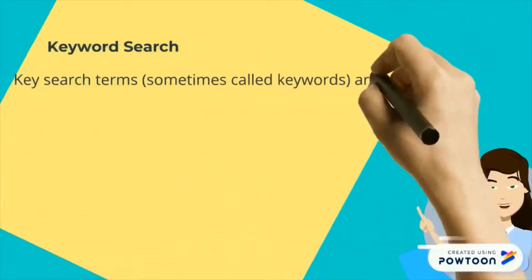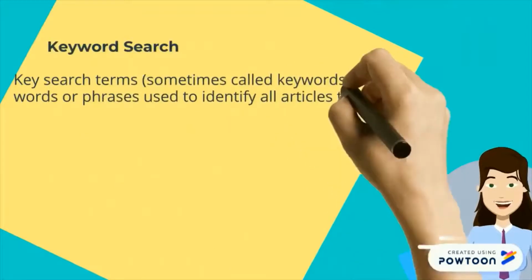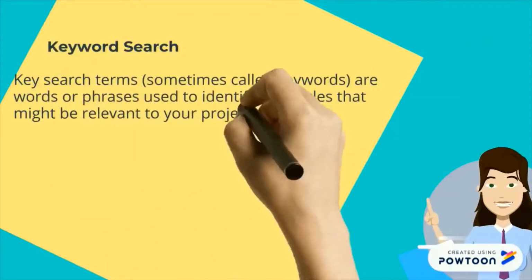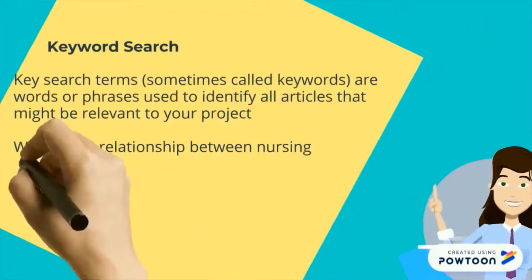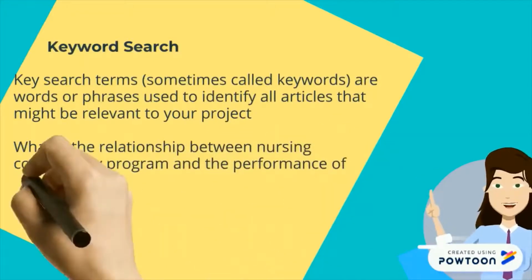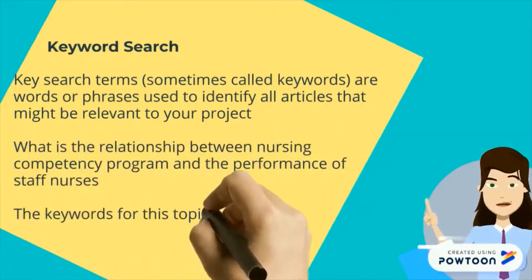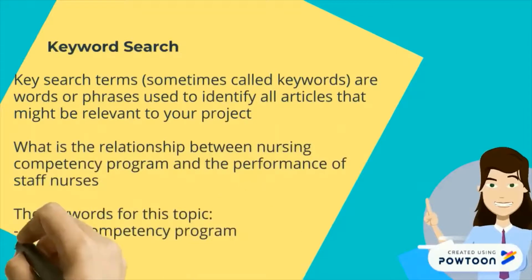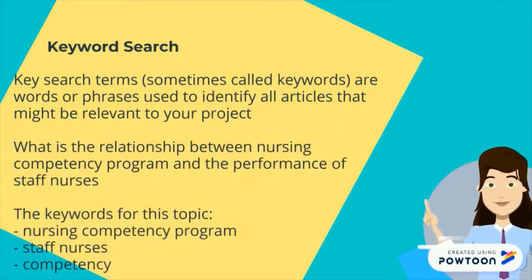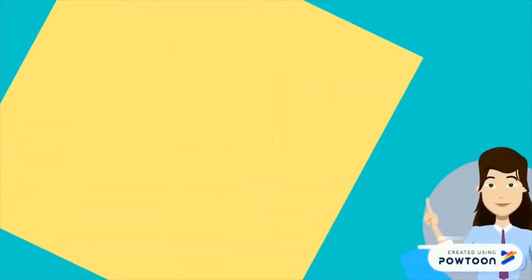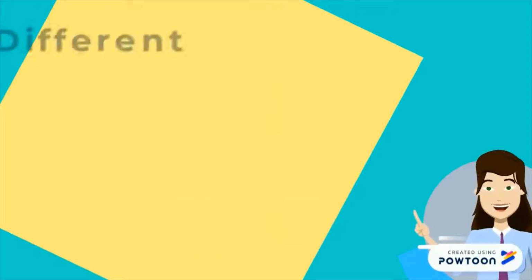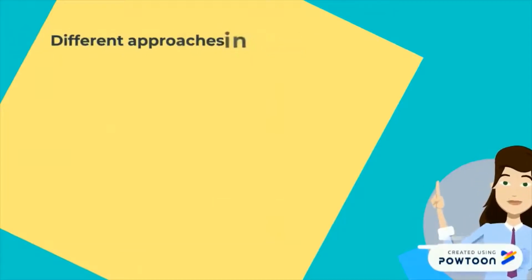Here is an example of a research question. What is the relationship between a nursing competency program and the performance of staff nurses? The keywords are nursing competency program, performance, and staff nurses. Also, you might think of as many key terms and synonyms for each concept as you can.